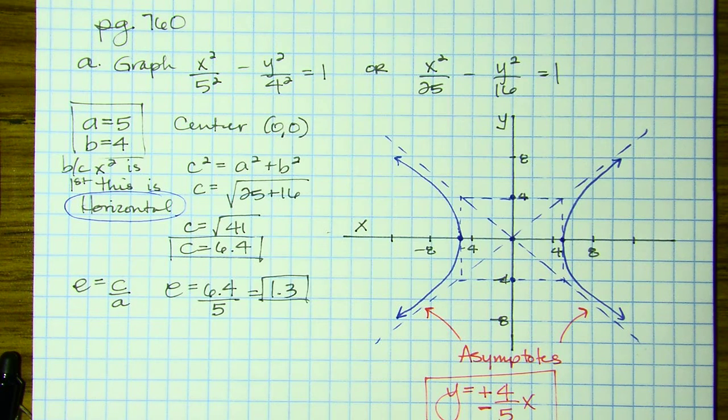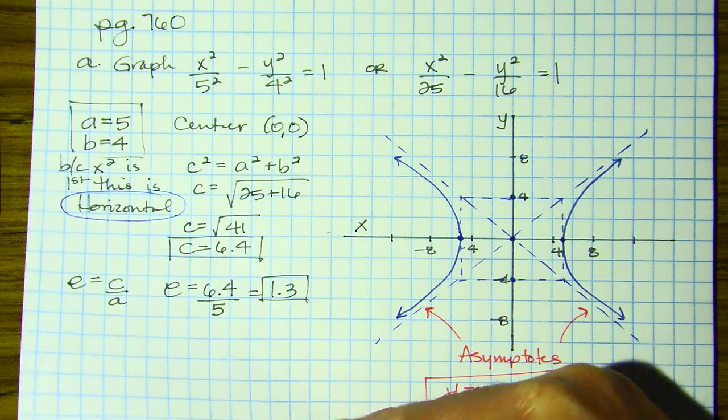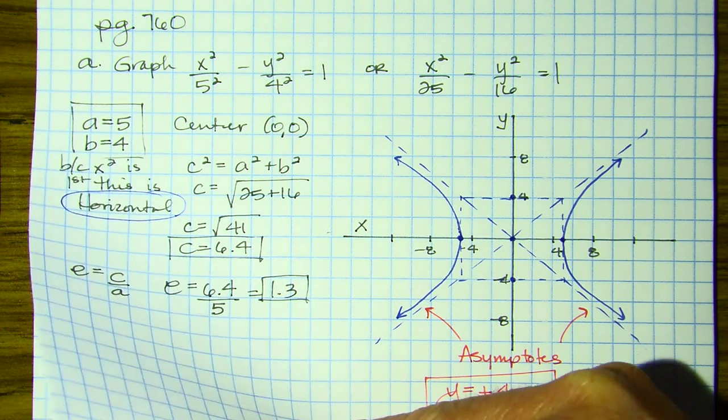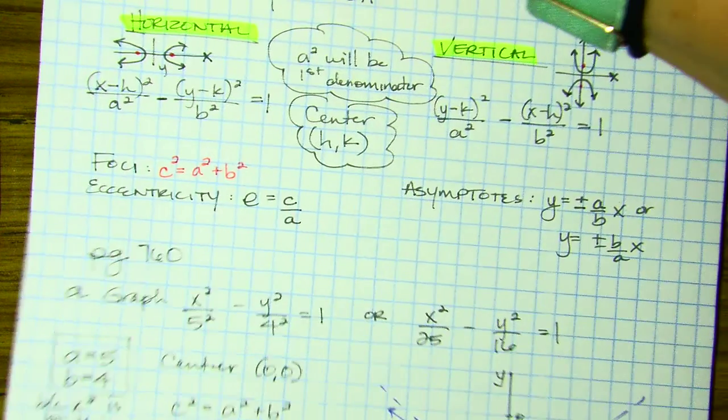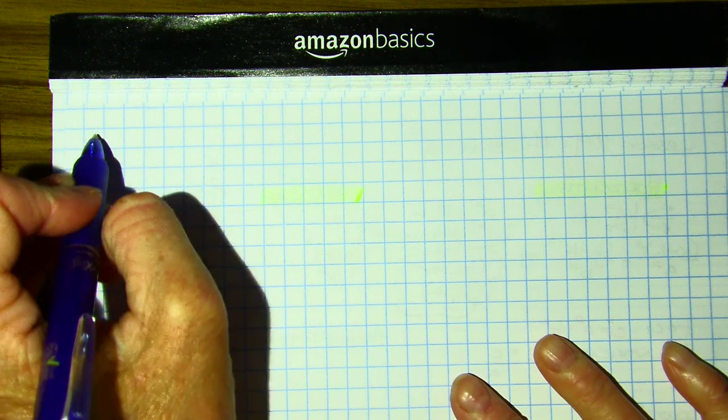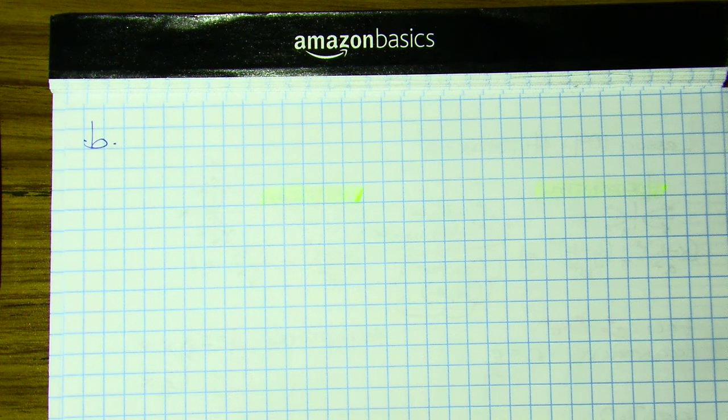And so it should look like this. So let's practice this a couple times. I'm now going to move on to example B, if I can tear this out. All right, so moving on to part B.